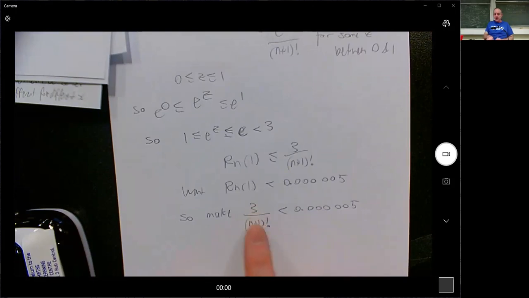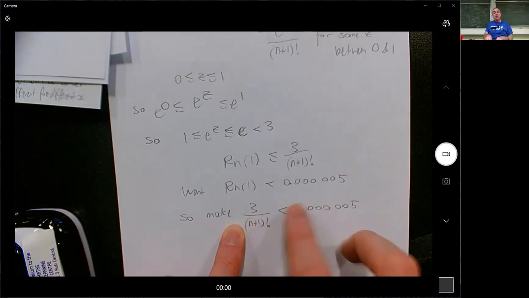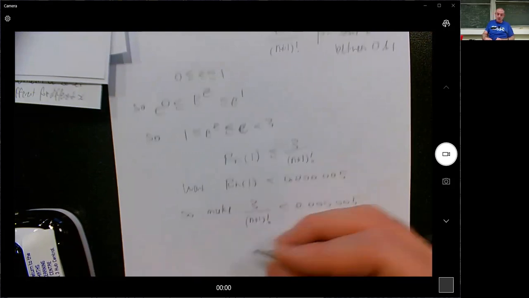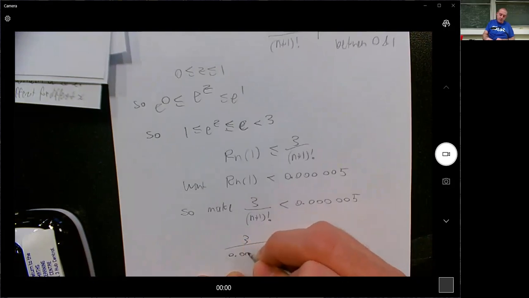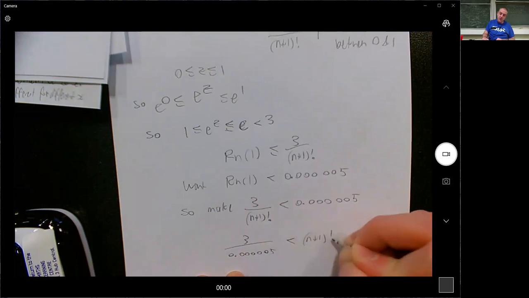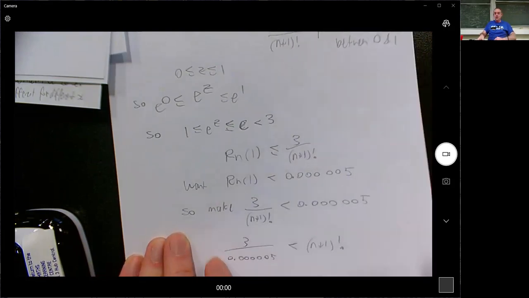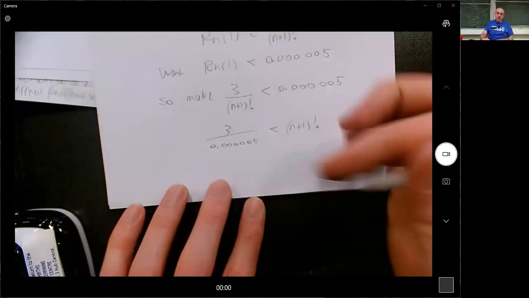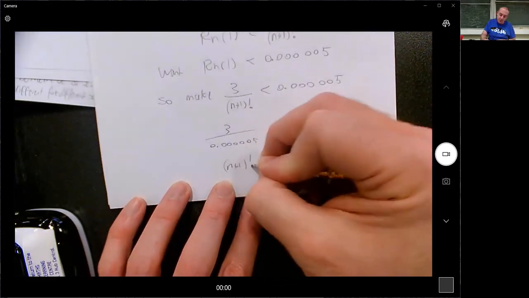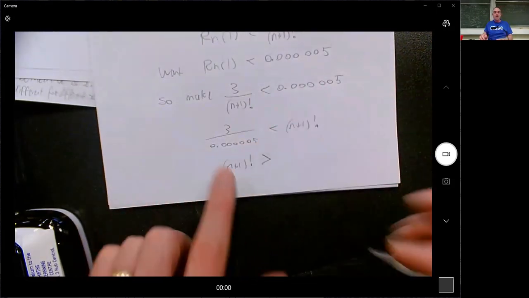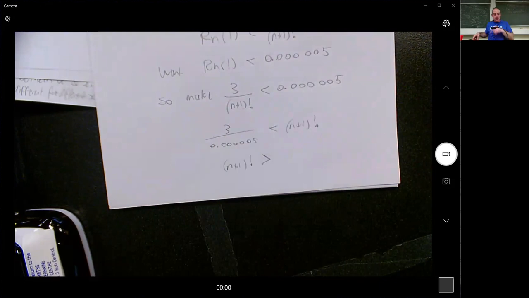So first I'm going to move the n plus 1 factorial away from the bottom by multiplying both parts by that number and dividing both parts by this. And so I'm going to get 3 divided by 0.000005 is less than n plus 1 factorial. I'm going to do two things simultaneously. I'm going to switch the n plus 1 factorial around to this side, and I'm going to figure out what 3 divided by this is.